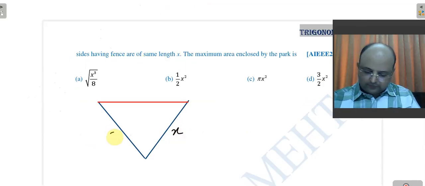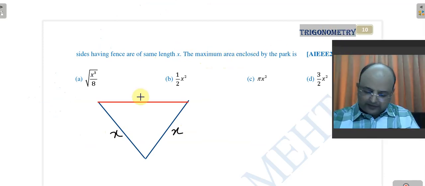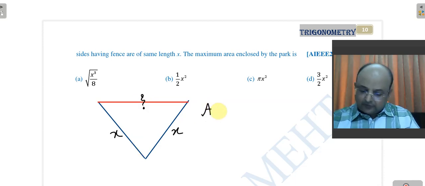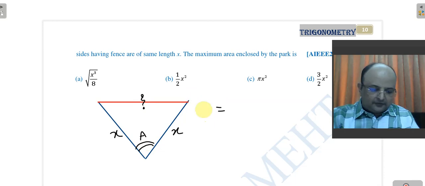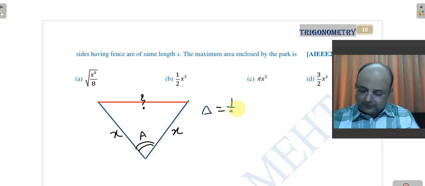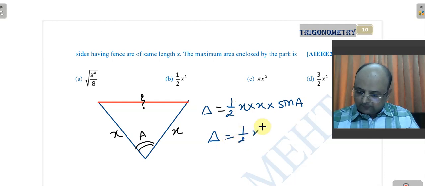So this is your x, this is your x. The maximum area enclosed by the park. What is area? They are talking about area. Suppose this is your angle A. They are talking about area, so let me write down delta. Your delta is 1/2 bc sin A. Remember, b is x, your c is x, so delta is half x² sin A.